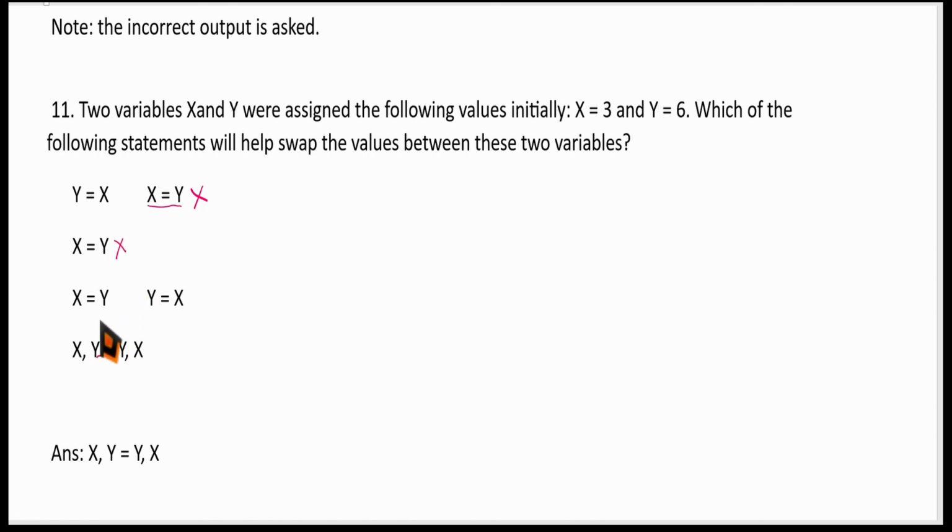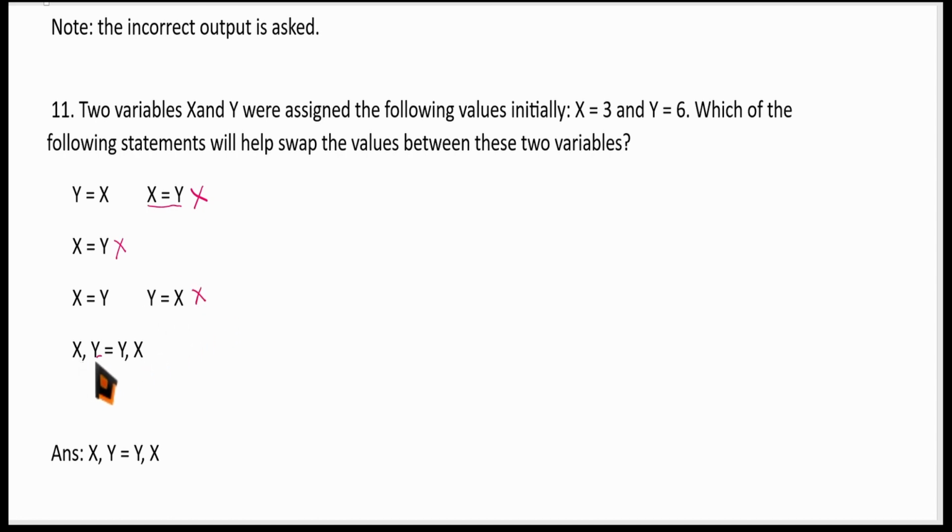It is not swapping. So x is equal to y. Y is 6, that will move to x. Now y is 6, x is 6. Now x is moved to y. X is 6, 6 will go to y. So both will have 6. So this is also not swapping.